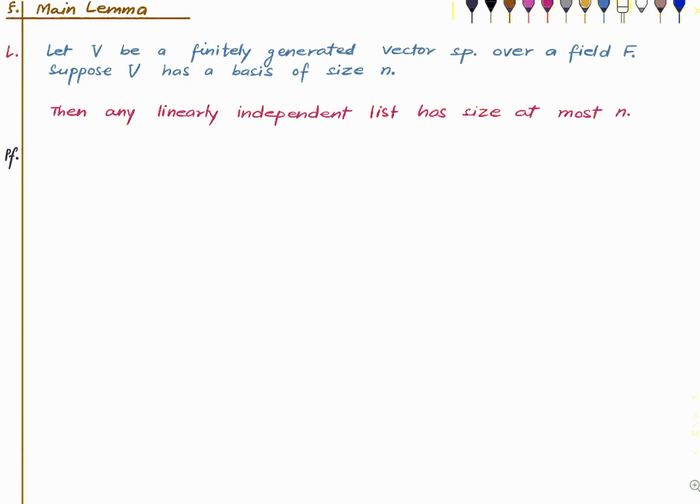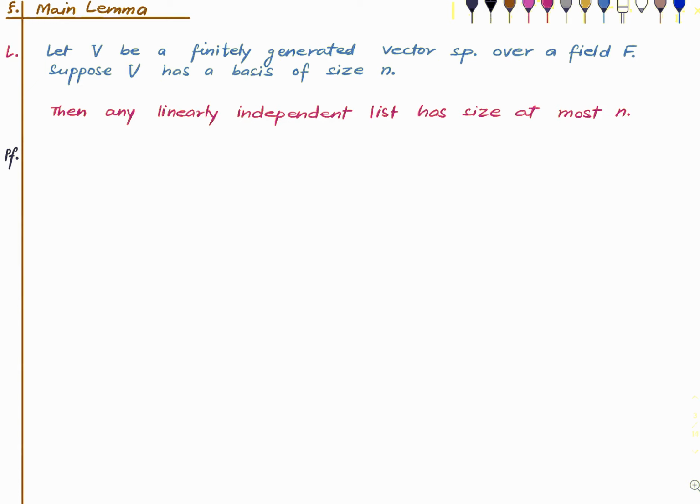So here is the main fact, which is the basis of all linear algebra. It says the following. Fix a finitely generated vector space. So there is a finite subset of V which spans V, and we have F as the base field. Suppose V has a basis of size n. n is some positive integer, and since it is finitely generated, there is some positive integer such that V has a basis of that size. So suppose n is such a thing.